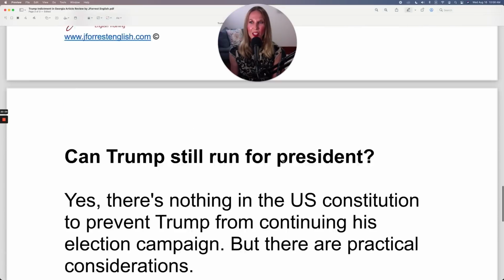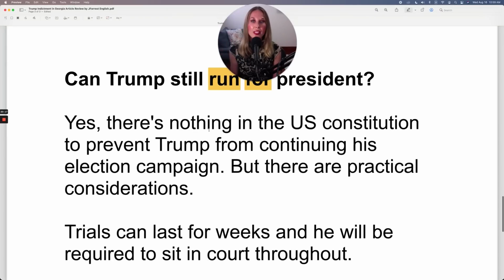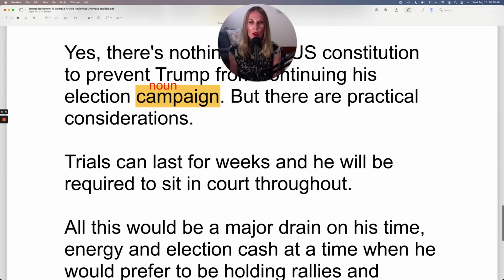Okay, let's continue. Can Trump still run for president? Notice you run, the verb to run, you run for a political position. And the answer is yes. There's nothing in the US Constitution to prevent Trump from continuing his election campaign. And notice here, this campaign is a noun, and we more commonly see it as a noun, but just remember you can use it as a verb. But there are practical considerations. Well, let's find out what those are.